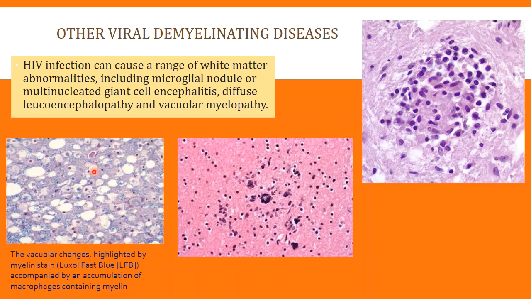There is accumulation of foamy histiocytes in addition to the vacuolar degeneration that you can make out. What do you see here? You see the characteristic multinucleated giant cell encephalitis with surrounding gliosis. There is also proliferation of these oligodendrocytes that you can make out, particularly due to the release of the OPC, that is oligodendrocyte precursor cells.